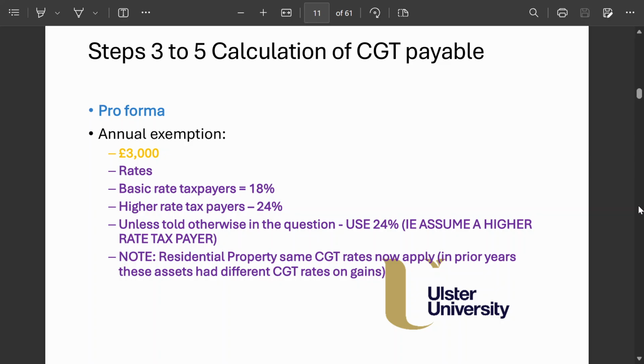Okay, let's move on. So this you don't really need to remember because it's there. The only thing you need to remember is that if nothing is mentioned, then you've got to assume that it's a higher rate taxpayer, so 24%.